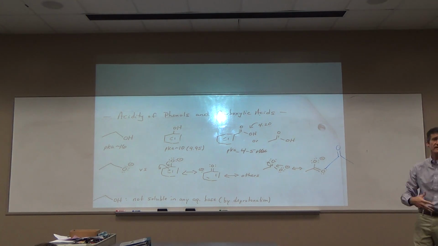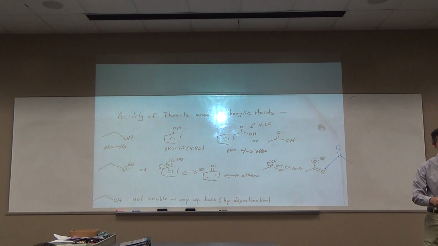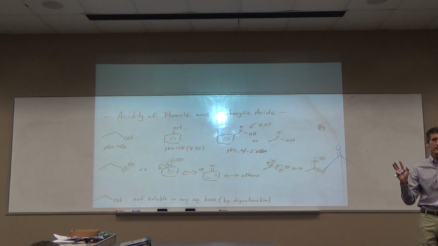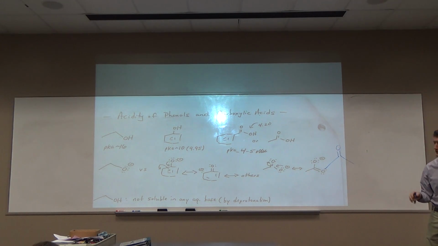Problem is, it's just hard to get that many nitro groups on the ring. Because every time you put one on the ring, what happens to the reactivity of the ring? It drops. And then you get two on there, and it becomes even more difficult. And at some point, the ring is like, hey, I'm not going to do an EAS reaction anymore.